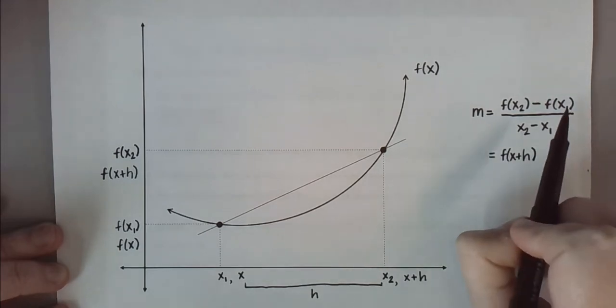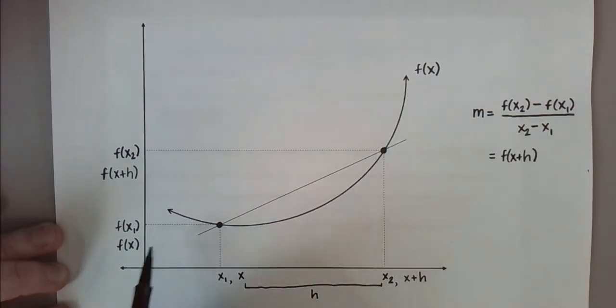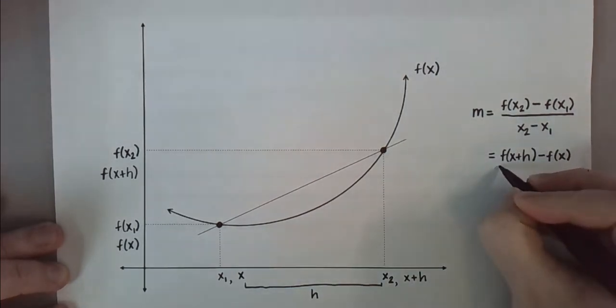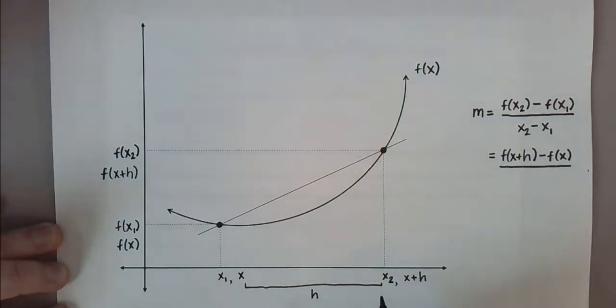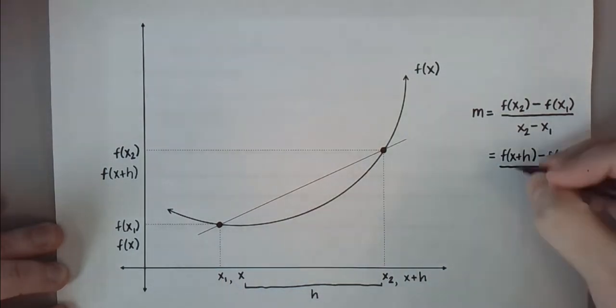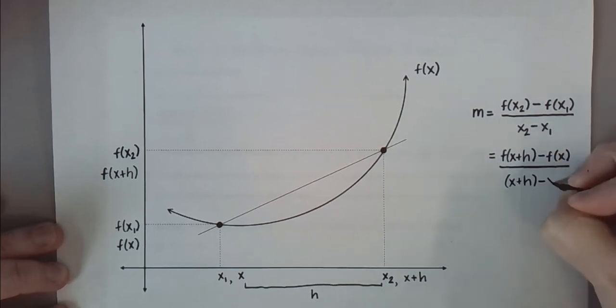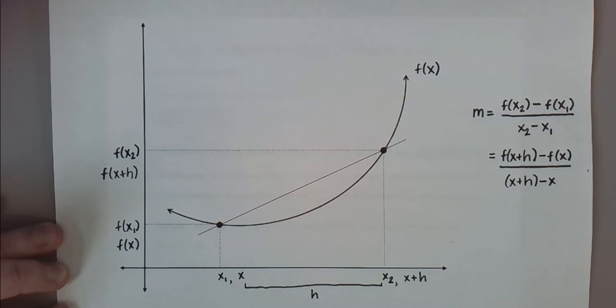And then in place of f of x1, we'll now call this just f of x. So f of x plus h minus f of x. And then change in x, well, this is now our x2, this is our x1, so our denominator would become x plus h minus x.